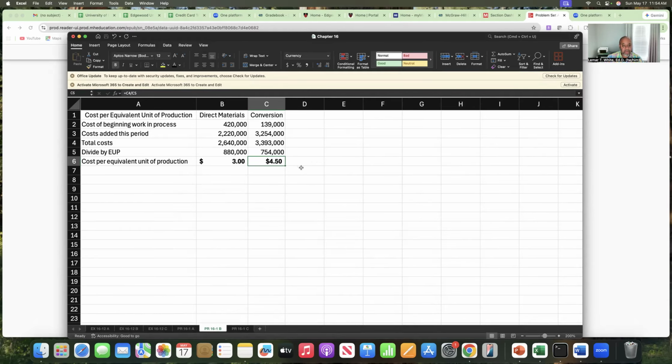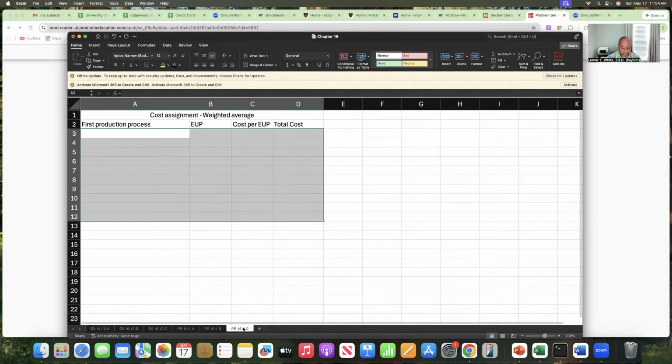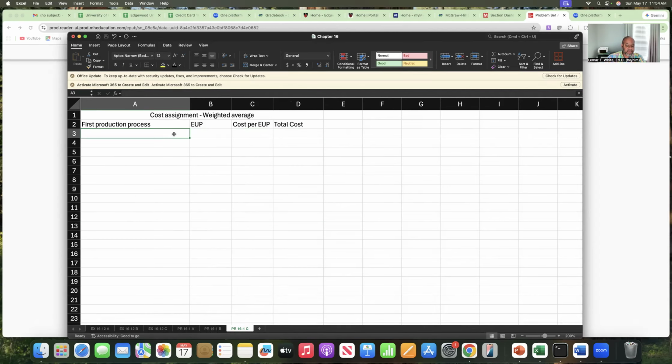The last part that we're going to move on to is part C, which says assign cost to the department's output, specifically to the units transferred out and the units in work in process inventory. So we're going to start again with our completed and transferred out. We'll have direct materials. I'm going to have my conversion.